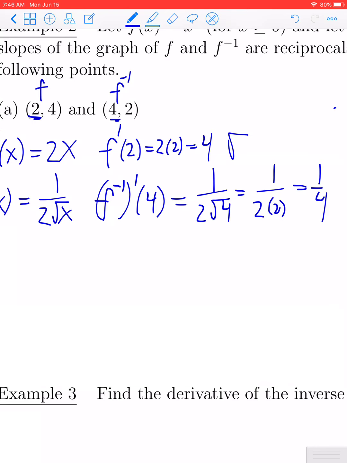So if we compare these two as they said, those slopes end up being reciprocals of each other. At (2, 4), f has a slope of 4, and at (4, 2), the inverse function would have a slope of 1/4.